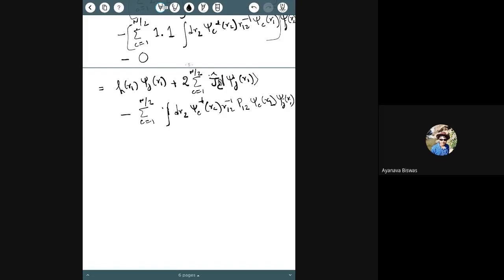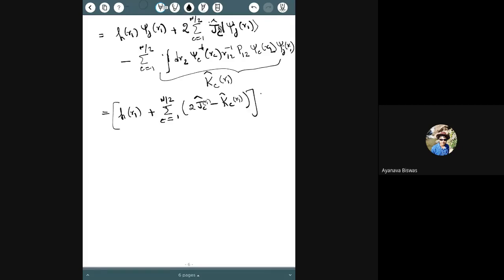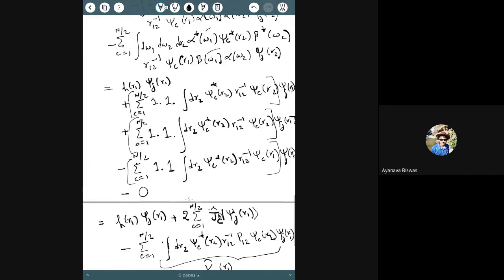and we call this now Kc r1. So I have h r1 plus sum c equal to 1 to n by 2 Jc minus Kc r1, and this acting on psi j r1. So now we have obtained the operator form for the spatial Fock operator as well.